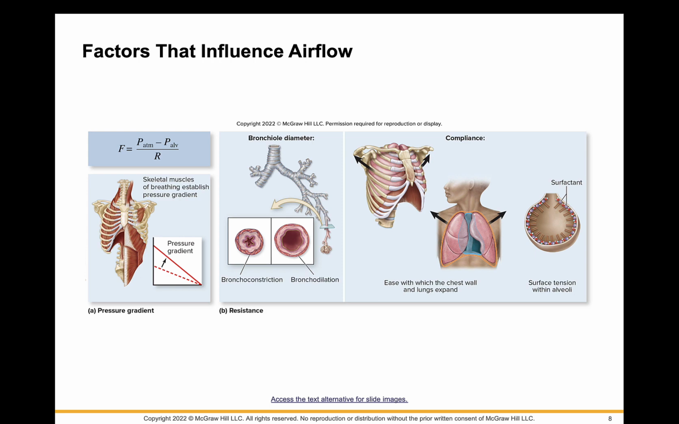And remember, this is an inverse relationship. Bronchoconstriction results in an increase in resistance. Bronchodilation is a decrease in resistance. And then we have factors of compliance. So the ease with which the chest wall and lungs expand, and also surface tension within the alveoli. So those are factors that are contributing to resistance.